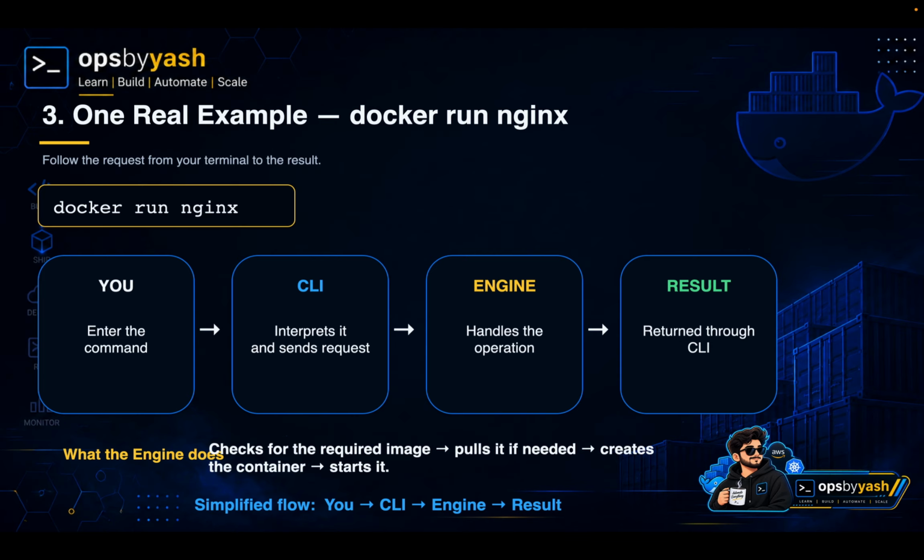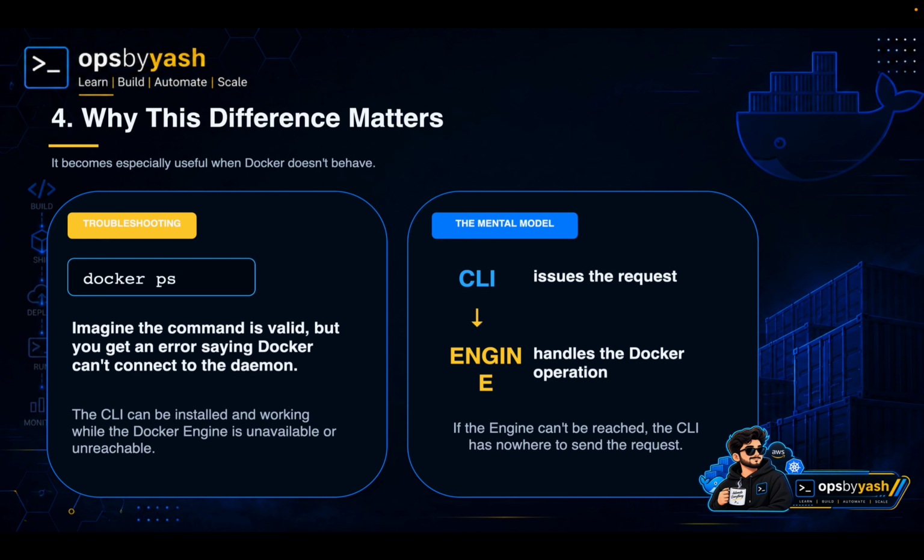The important point is the CLI is not the container manager. It's the client you use to request operations from the engine. This distinction becomes very useful when something goes wrong. For example, suppose you run docker ps and get an error saying Docker can't connect to the daemon. Your CLI command might be completely valid. The problem could be that Docker engine isn't running or isn't reachable. So now you know the difference. CLI issues the request, engine handles the Docker operation.